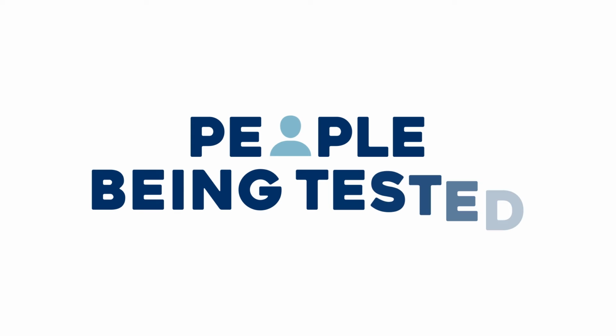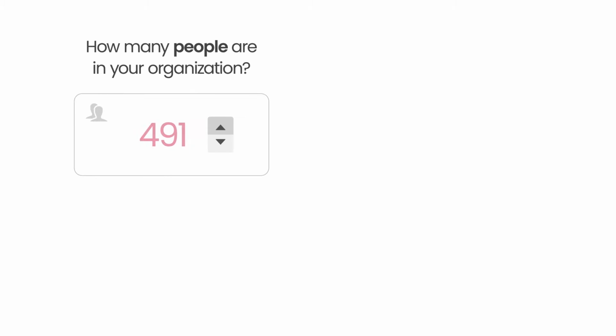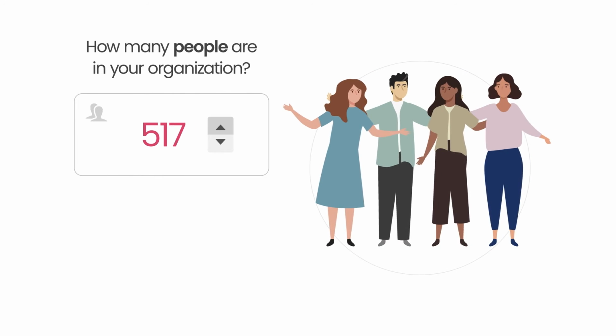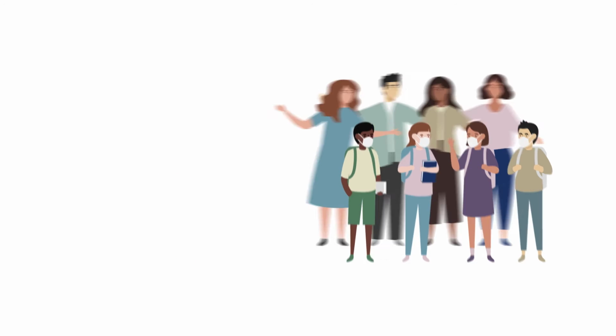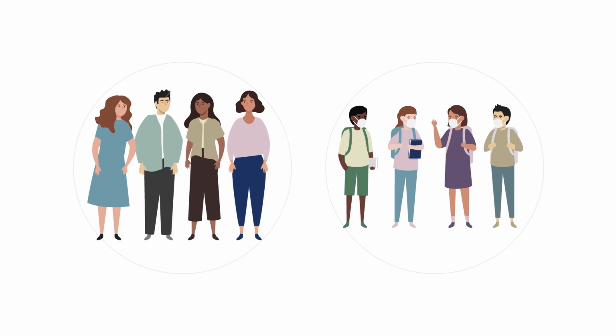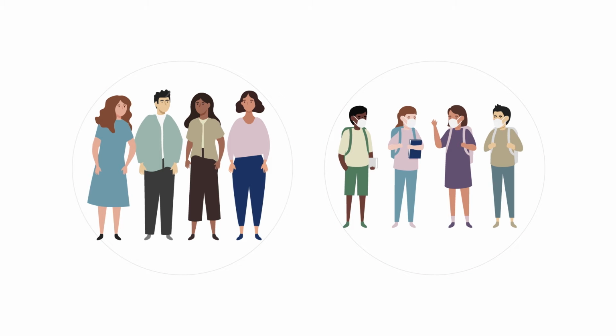People being tested. What percentage of them will participate in your testing program? For our example, we will use a fictional high school with 520 staff and students, 75% of whom will participate in testing. Later, you can do the calculation for just your students or just your staff and see how the differences in their behavior changes the need for testing.